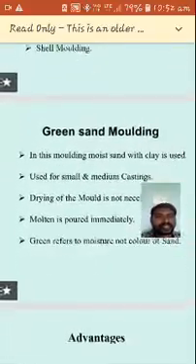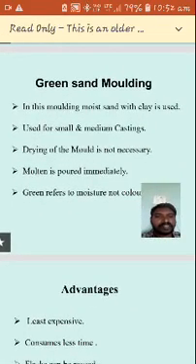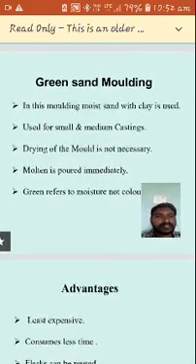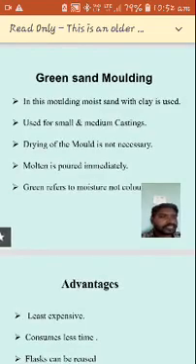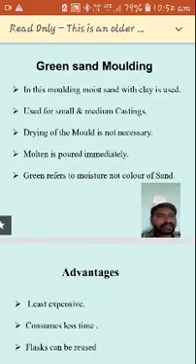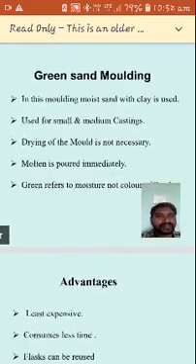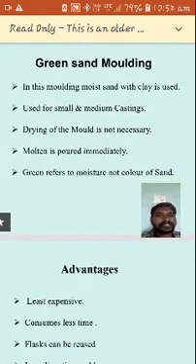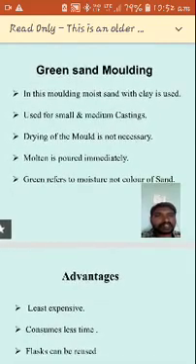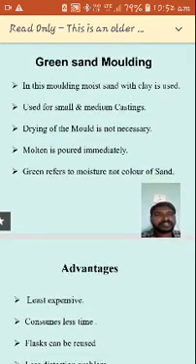Green sand molding. In this molding, moist sand with clay is used. It is used for small and medium sized castings. Drying of the mold is not necessary. While doing the molding process, the mold may become wet, that is called moist. After completing the molding process, immediately go for the casting operation. No need to dry the green sand mold.